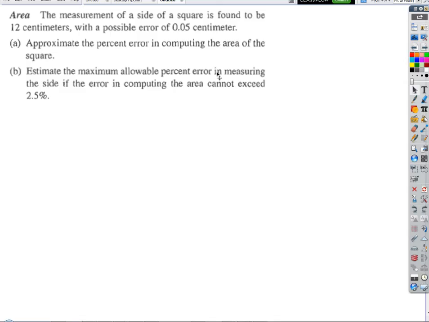So this is a truer kind of problem that you would do as an engineer, right? You've got to figure out, based on what the next person in the chain up of this engineering process is telling you, okay, you're engineering these squares, and we can accept an error in the area of no more than 2.5%. How do you figure that part out?